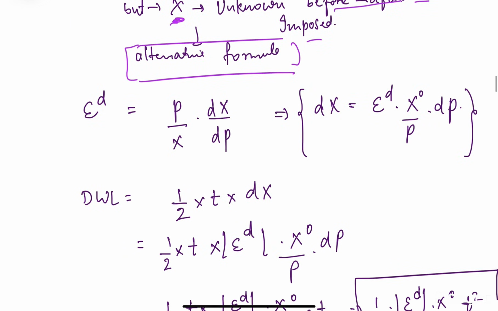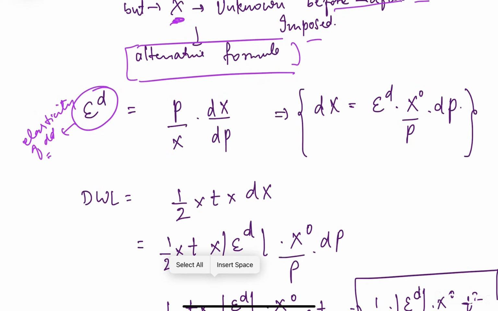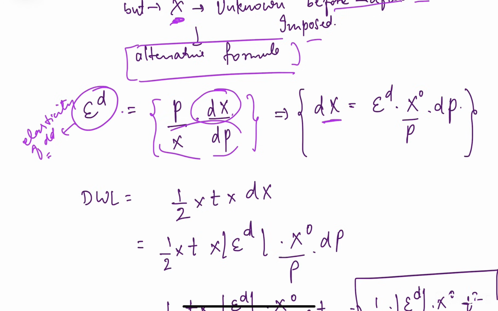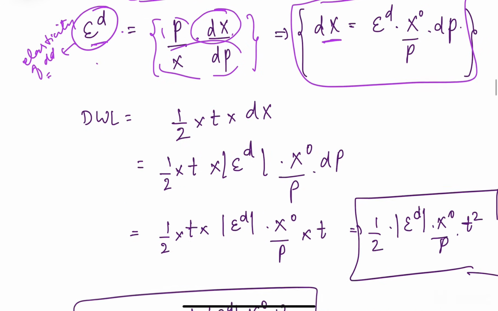For an alternative formula, we know that this is the elasticity of demand. And elasticity of demand is what? Change in x with change in P, multiplied by P upon x. This is the formula for the elasticity of demand. So from here we can get the change in x by doing some basic transformation in this equation. We take this dx out, so x and dp will go up and P will go to the denominator. So this is the equation that we get.